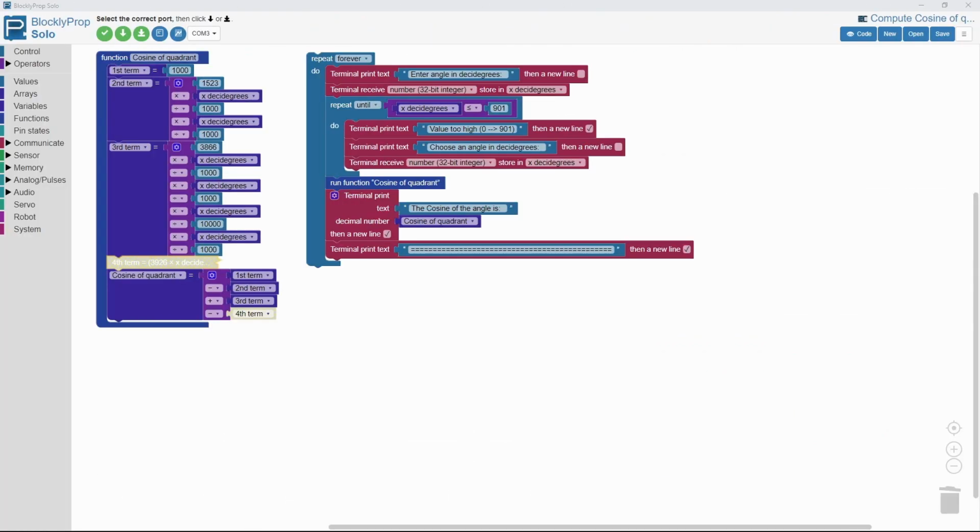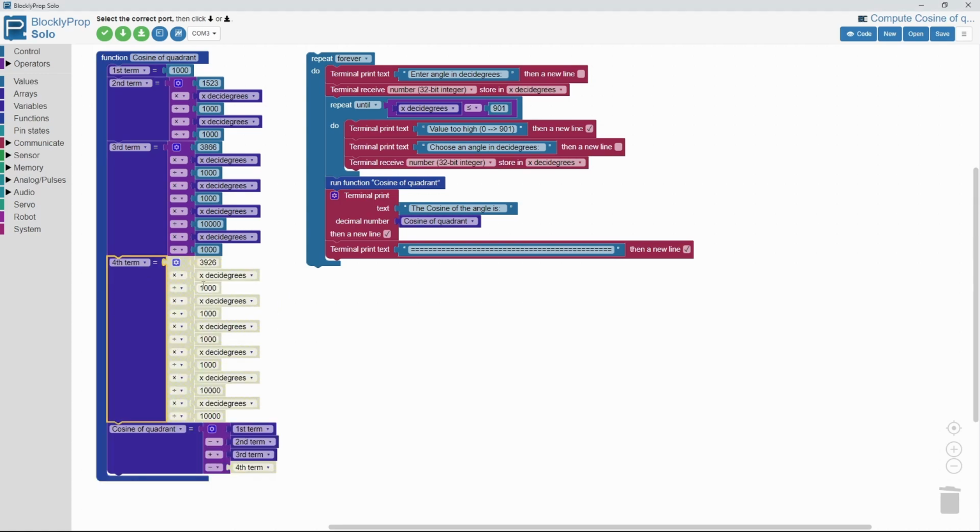In order to fix this issue, we can add a fourth term to our function on the left-hand side in order to increase the accuracy gathered by the cosine function on the propeller. We can enable this block that has values of 3926 with 6 decidegree inputs divided by 10 to the 20th. Enabling this block allows us to subtract our fourth term from our third, second, and first term computations.